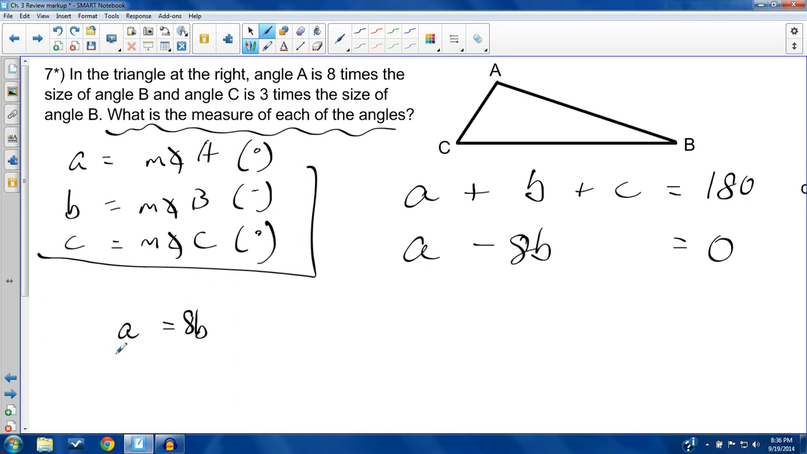C is 3 times the size of angle B. Same idea. Multiply B, triple B, you get C. So if I subtract C here, I'll get 3B minus C equals 0.